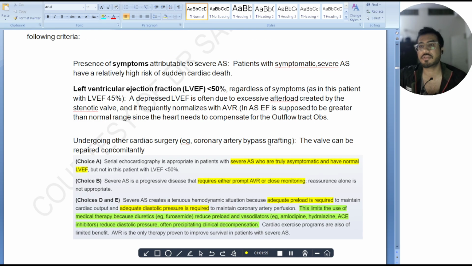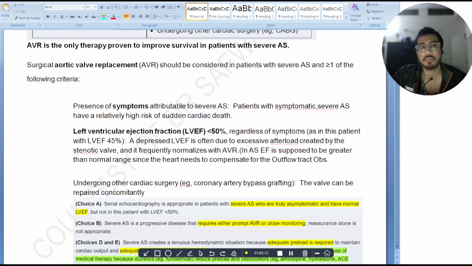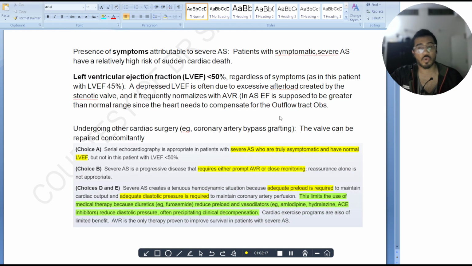So the normal ejection fraction, according to some data, is 50 to 70. So if it's less than 50, that's absolutely a no-go, because even a slight reduction in the ejection fraction cannot compensate when it comes to aortic stenosis. That means the heart is going towards failure and you need to replace the valve ASAP. Severe AS is a progressive disease that requires either prompt replacement or close monitoring. Reassurance should not be selected as an answer.